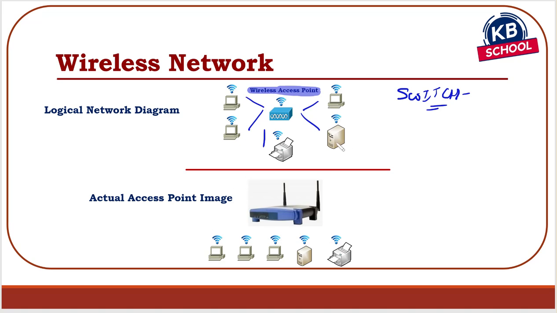Same concept, same connectivity. The only difference is that rather than using a wire to connect up, I'm using a wireless communication mechanism, which is your radio frequencies, to talk between the different devices. I've given you just one example of what a wireless access point would look like. You have PCs using wireless communication to talk to each other. Because they're all connected to this same central access point, they will be able to use each other's resources.